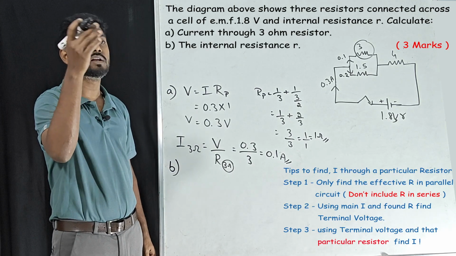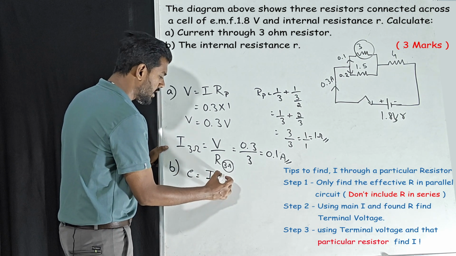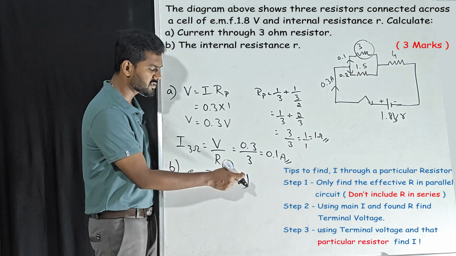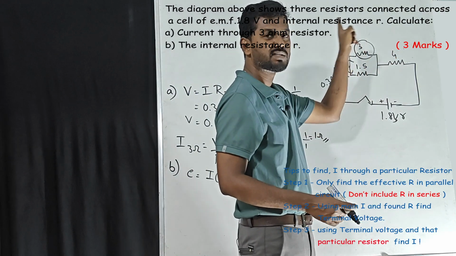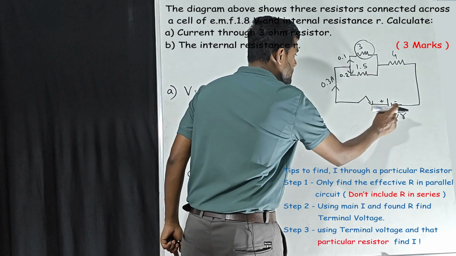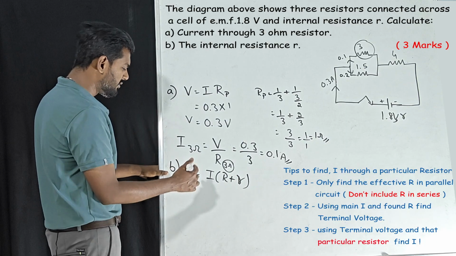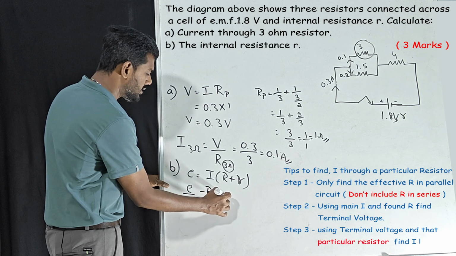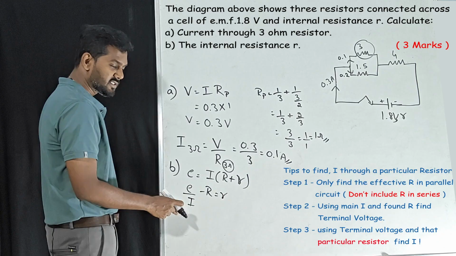Okay, for the internal resistance r, we need to find the r. So we have a formula, E is equal to I into R plus r. What is this R? Capital R, the complete resistance of the circuit. And this small r is the internal resistance. This is what we need to find, correct? First we'll find the proper equation, then we'll go for the substitution. So it becomes r is equal to like this. Okay, so if we want to find the value of internal resistance, this is the formula.